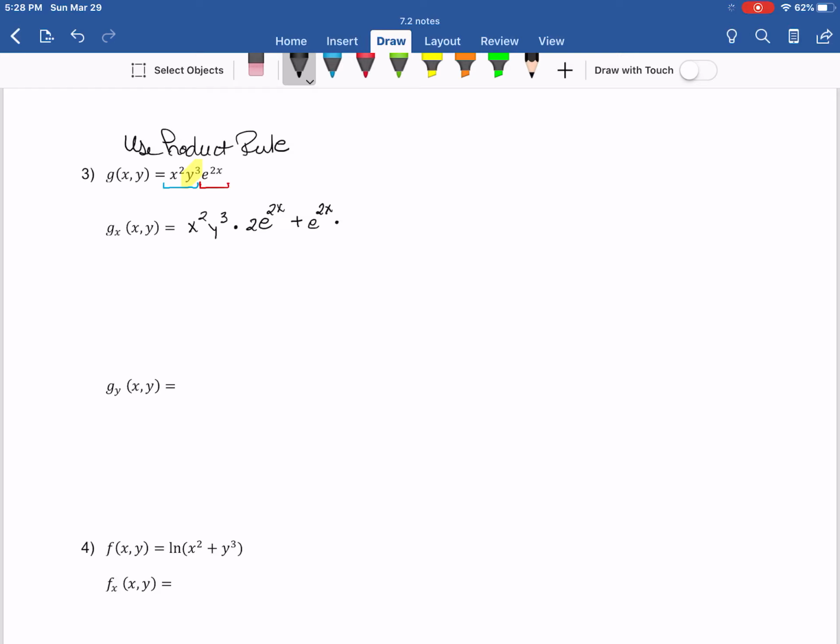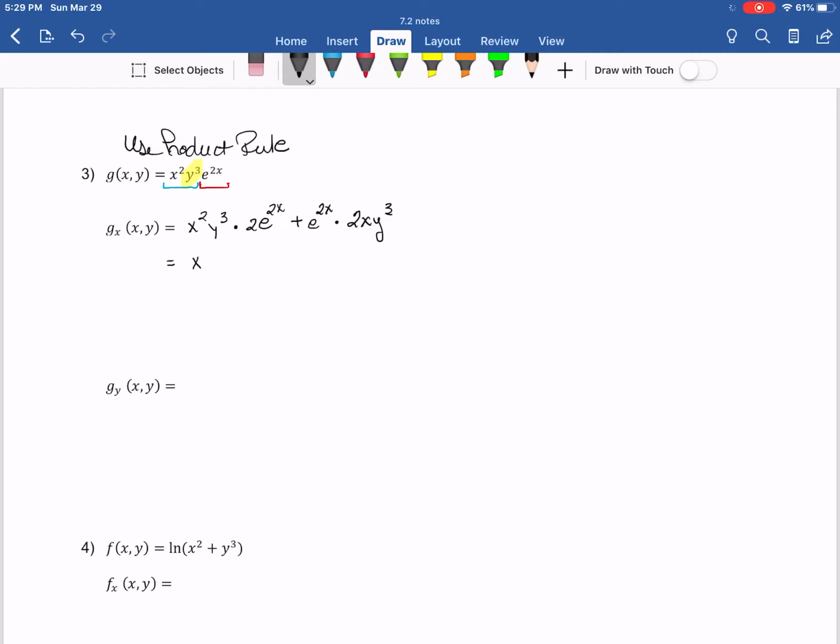Y is your constant, treat it as such. So the derivative of x squared times a constant is going to be 2x, bring that x down in front, times your constant. That's still there. Don't change it. You can simplify this a little bit. We'll go ahead and do that. Anything that's the same, we're going to bring that out into the front.